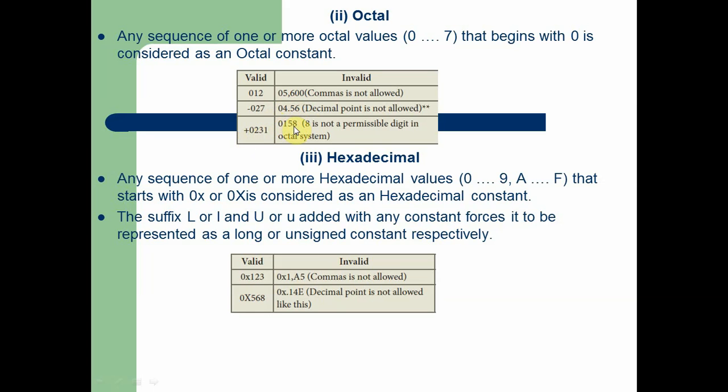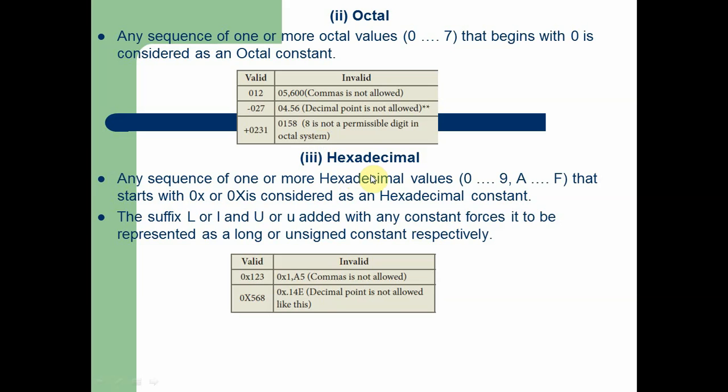0158 is not allowed because in the octal system the digits range from 0 to 7, so here you can see an 8, and that's why this number is invalid. This number consists of the digit 8, and 8 is not a permissible digit in the octal system.